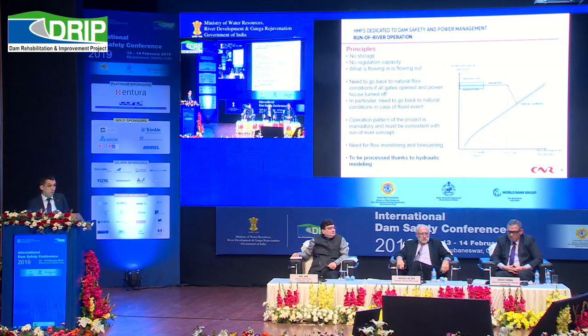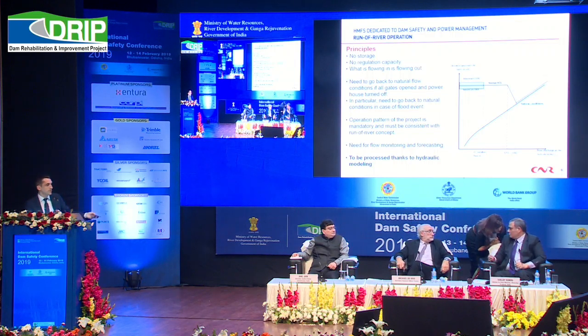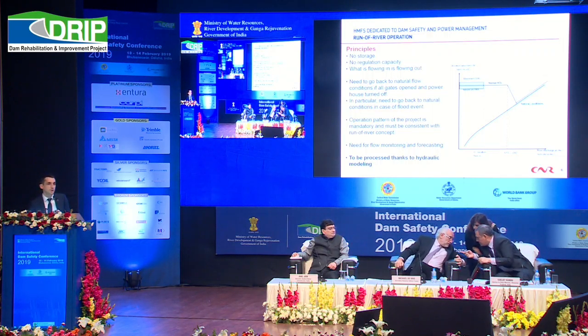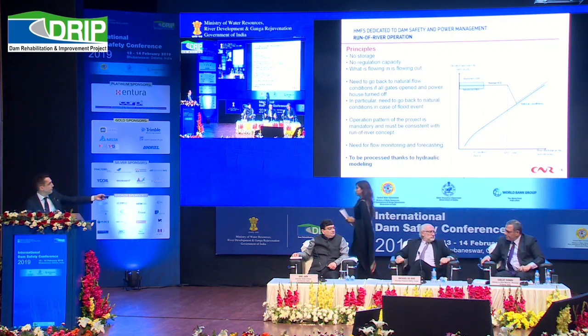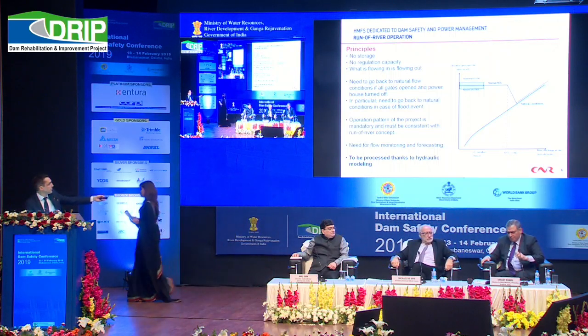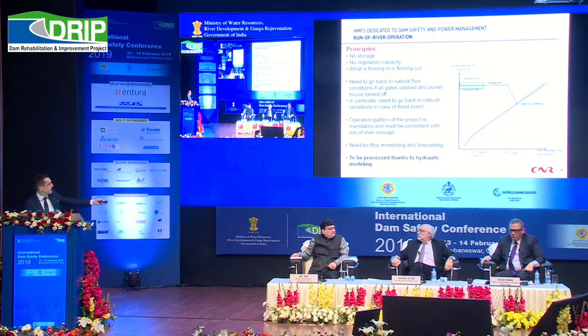So we don't store the water. The principle along the Rhone River is to have only runoff river projects, meaning what is flowing in is flowing out. And what is very important for us is the operation. And here on the right, you have the typical runoff river operation pattern we have to define and to use. The principle of runoff river operation is when you have major flood event, you have to go back to natural flow conditions. So here the x-axis is flow, the y-axis is the elevation upstream our assets.